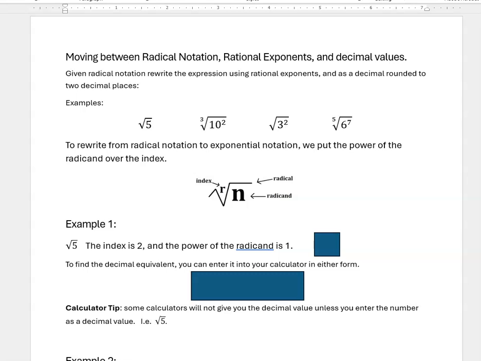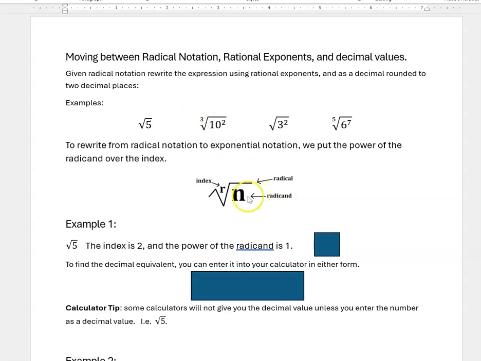Hi, it's Carly McAvoy. I'm talking about changing between radical notation, rational exponents, and decimal values. In this video, we're going to work through these 4 examples that are in radical notation. Then we'll do 3 examples where we're in rational exponent form first and going back.